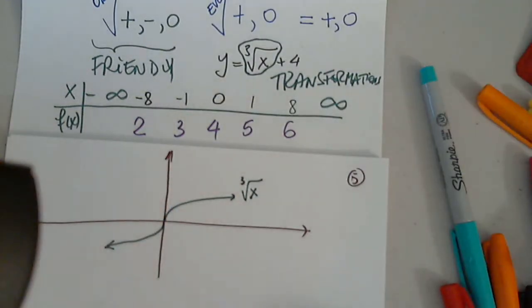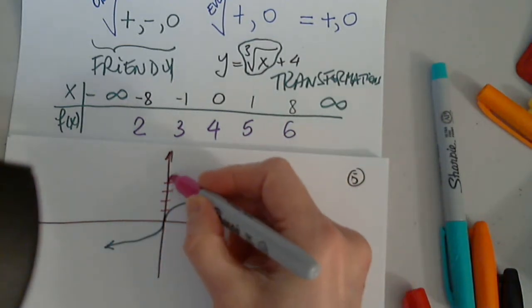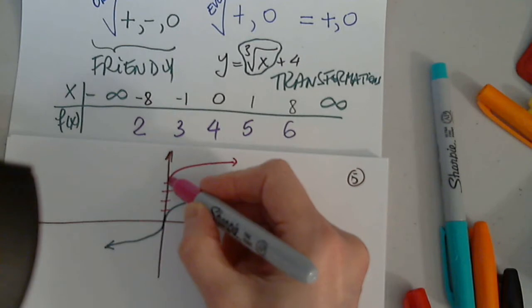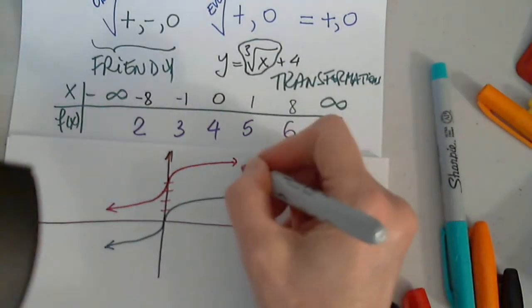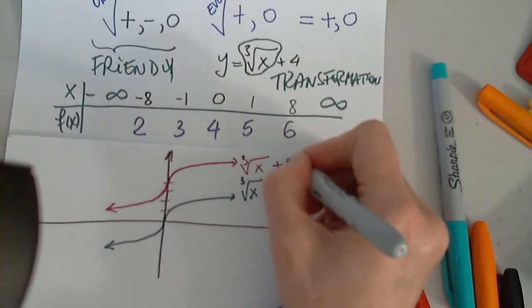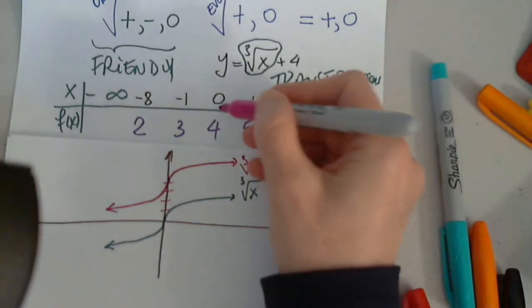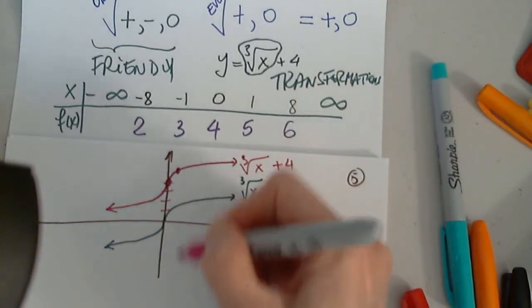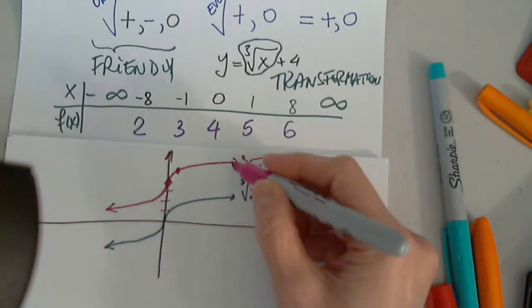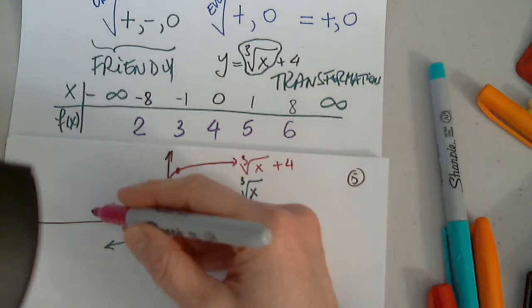Exactly. Great job. It does shift it up 4. So 1, 2, 3, 4, and this will be the graph. And you can say, but why did you find the points? I'm just making a point. As you see, (0, 4) is right here. (1, 5) is here. (8, 6) is somewhere here, and so on and so forth.